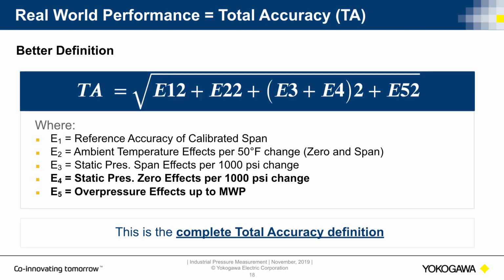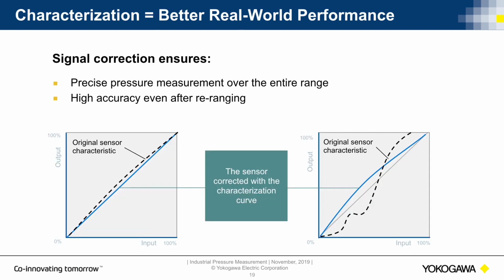All right, so what does that real world performance mean? How can we quantify that? We have a definition Yokogawa's come up with called total accuracy. Basically it takes into account all those considerations: the reference accuracy, because that is a big part, that's what we calibrate to, but also ambient and process temperature changes, static pressure changes, whether it's changing in the vessel, what have you, and then that overpressure effect, which I'll talk about specifically, how that can affect your measurement. But this is a real definition of how we can really judge the performance of a transmitter in your applications.